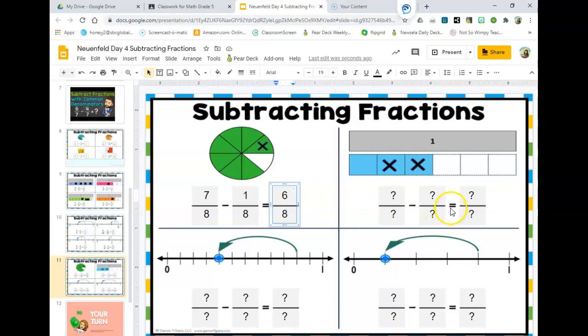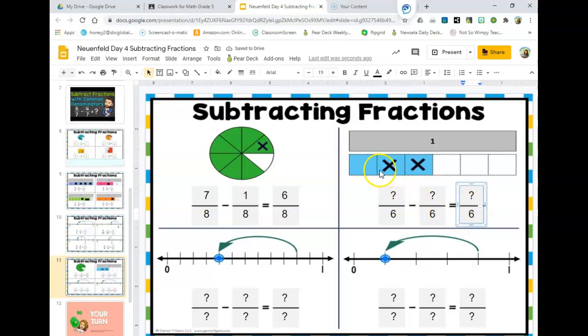Let's take a look at our next example. How many parts do we have total for our denominator? 1, 2, 3, 4, 5, 6. So I know my denominator is going to stay 6 for all of my answers.